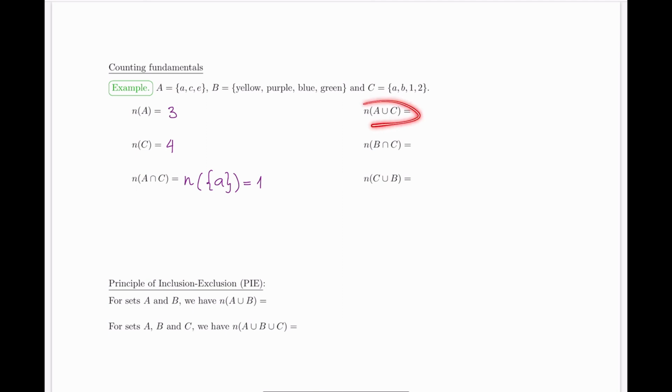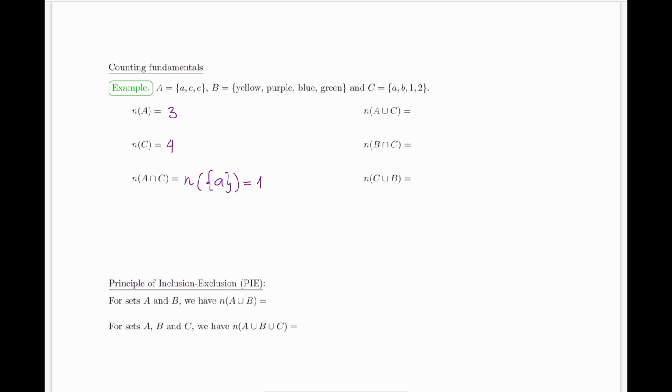Now, what about the number of elements in the union? If I take the union of set A together with the set C, how many elements am I going to have in total? I know that separately, the sets have 3 and 4 elements, so maybe the answer is just 7, because I am uniting the sets all together.